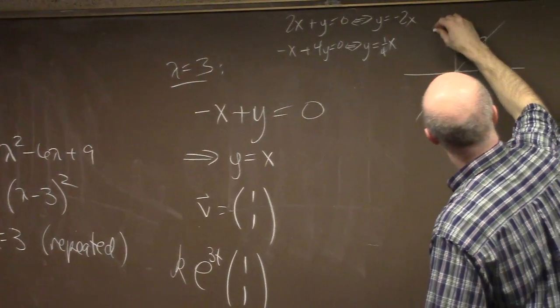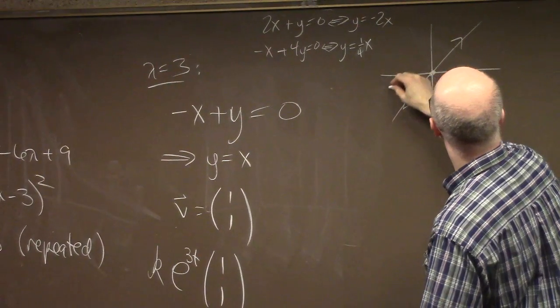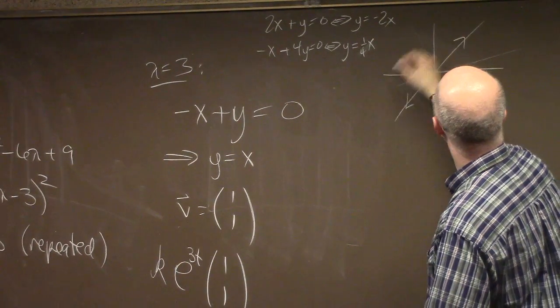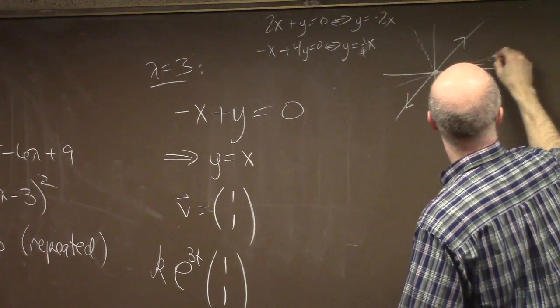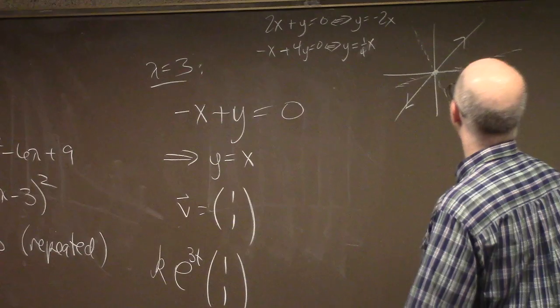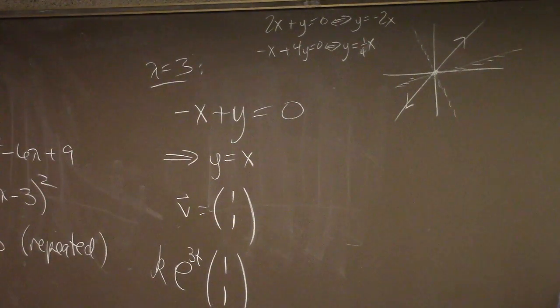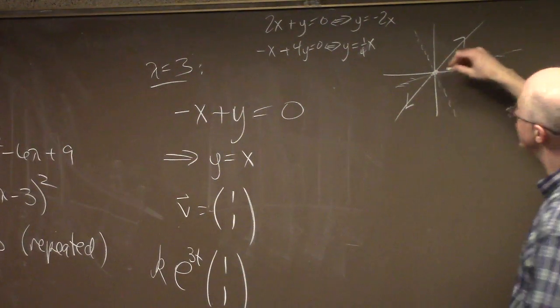The x nullcline looks about like this. The y nullcline looks about like that. X nullcline is where you cross vertically. Y nullcline is where you cross horizontally. And then again, if you check the signs of dx/dt and dy/dt, you should get ultimately that kind of picture.